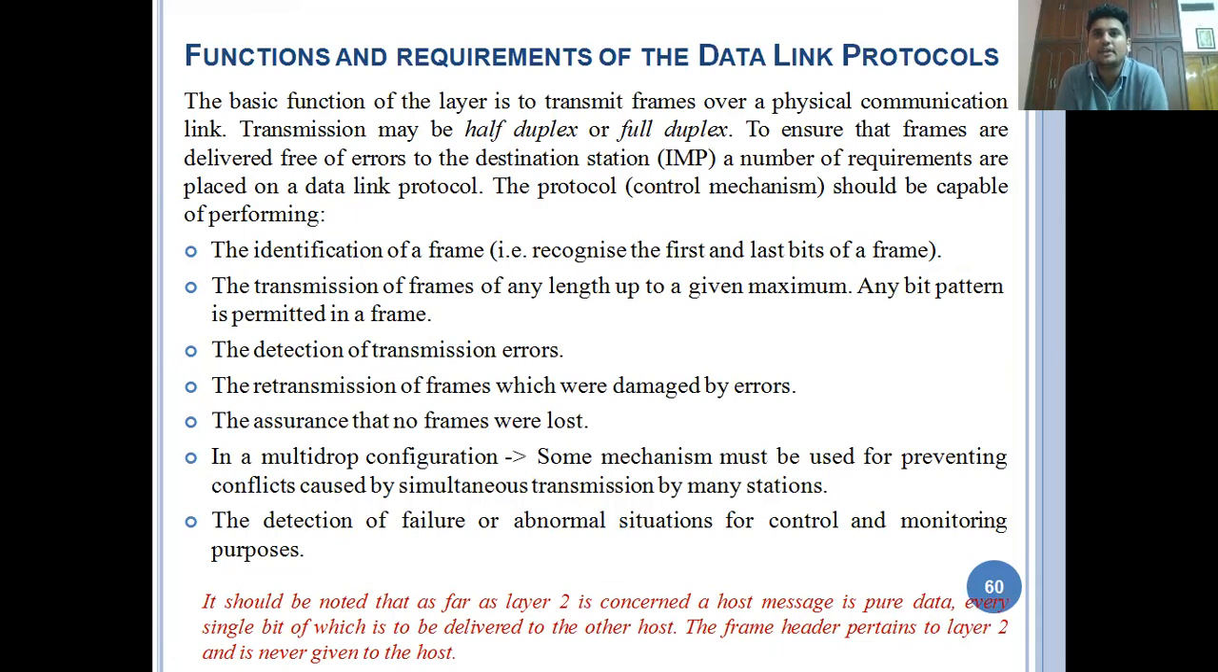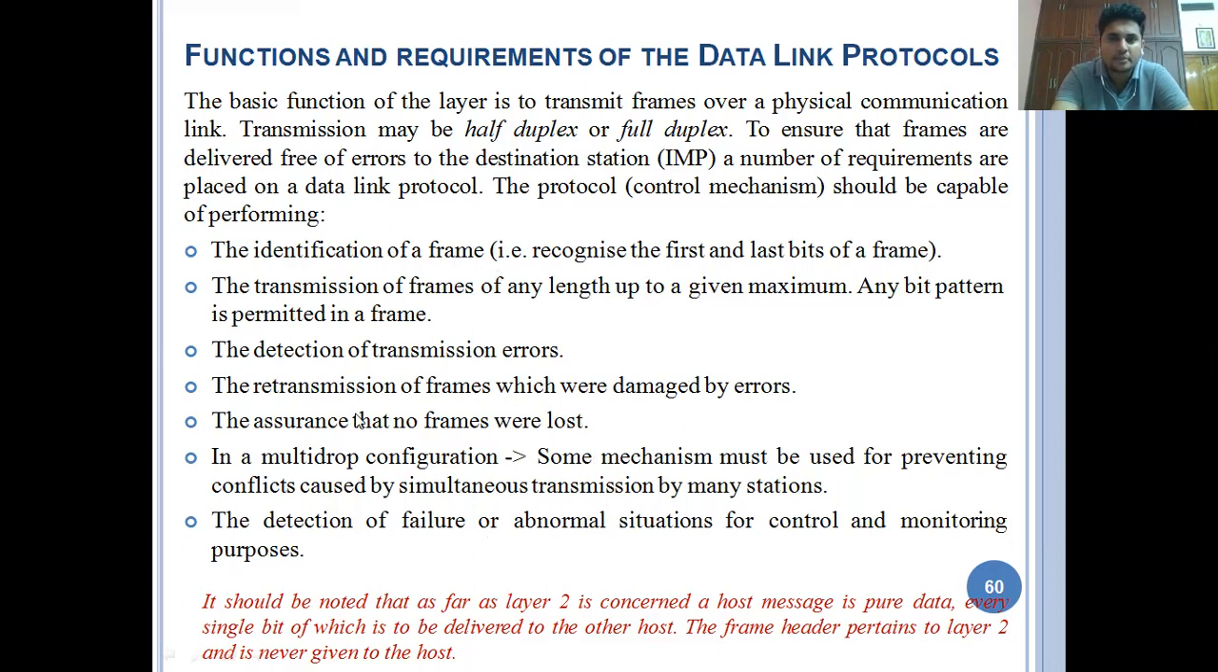The transmission may be half duplex or full duplex, to ensure that frames are delivered free of errors to the destination station. A number of requirements are placed on a data link protocol. The protocol should be capable of performing the identification of a frame, the transmission of a frame, the detection of transmission errors, the retransmission of frames, and assurance that no frame is lost. So these are some of the things performed by the data link layer.